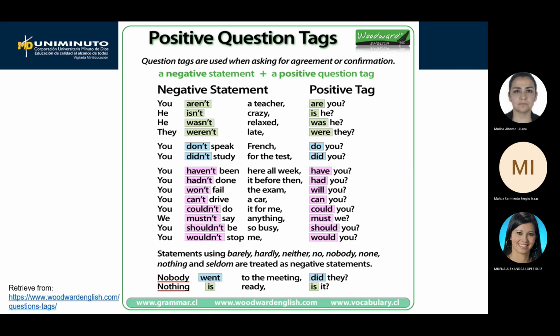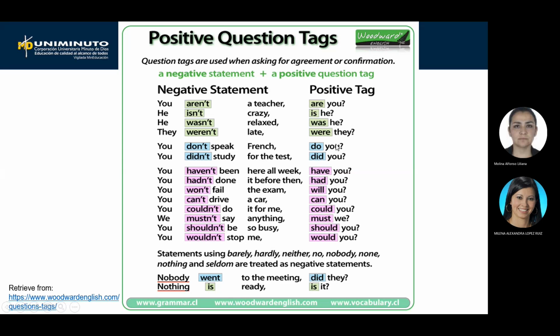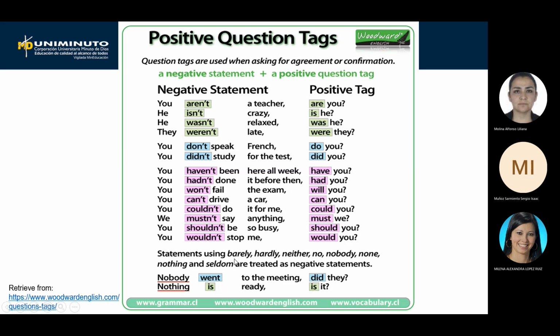And the positive is when we have the negative statement, and we have, of course, our positive tag. For example, they weren't late, were they? So another important thing here, according to the positive question tags: statements using barely, hardly, neither, no, nobody, nothing, and seldom are treated as negative statements. So, for example, nobody went to the meeting today, or nothing is ready, is it? So this is really important to take into account. Is it clear, guys?